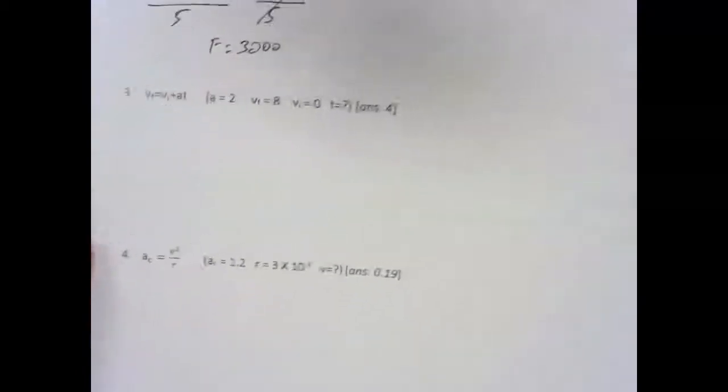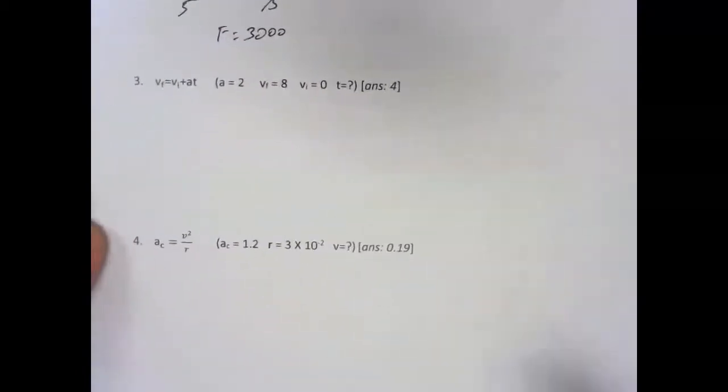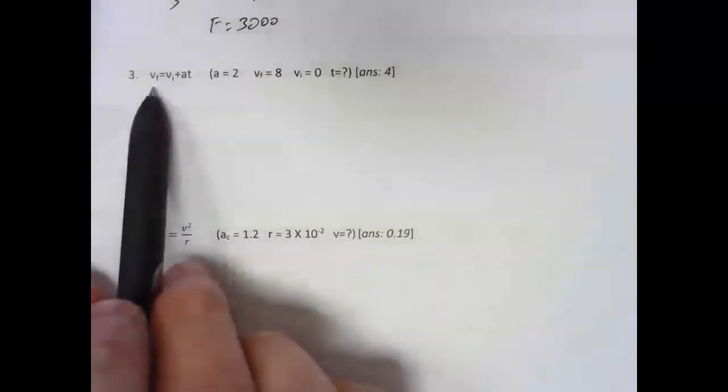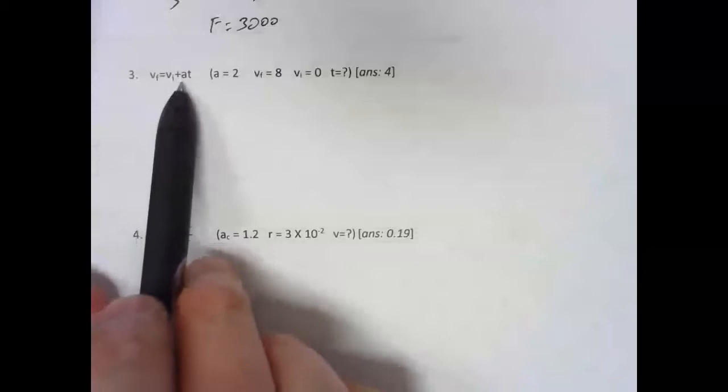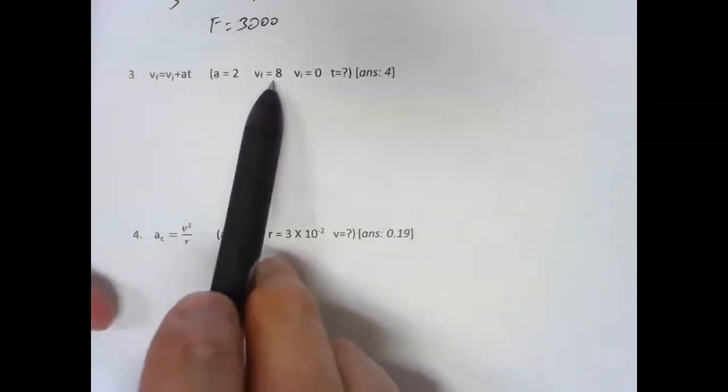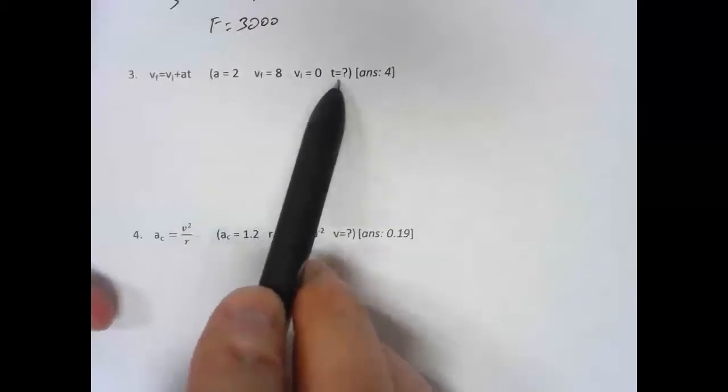Let's look at another one, number 3, VF equals VI plus AT. In this class, this will be final speed or final velocity, initial velocity, acceleration, and time. So we're given acceleration, final velocity, and initial velocity, and asked to solve for time. These are very much like some of the problems that we'll be doing this year. So we're going to substitute numbers.